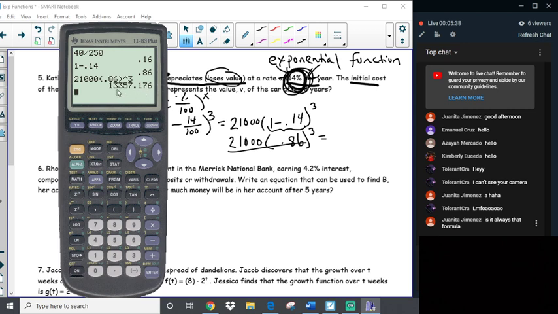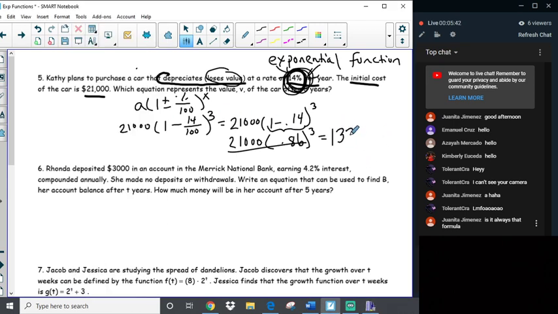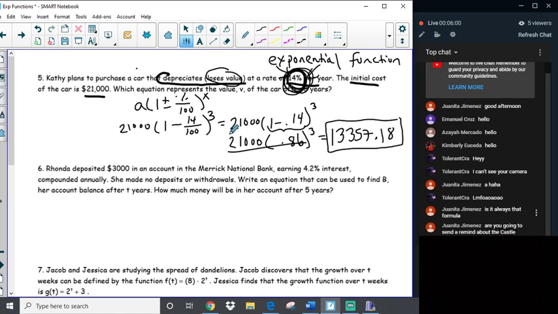So I'm going to write an answer of 13,357 and 18 cents. Yes, 18 cents. And there you go. All of the questions we're going to do from this point forward are going to just follow this model. Now, some of you might be saying, well, why can't I just put this whole thing in my calculator and it gave me the same answer? Yeah, that could work. Sure.